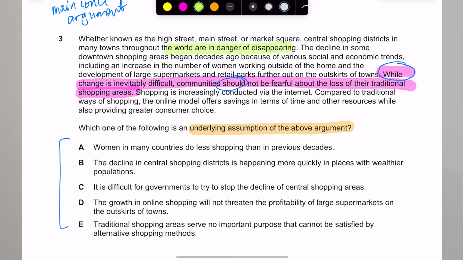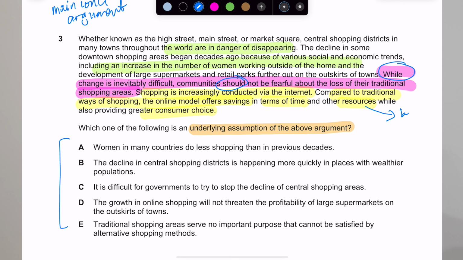The decline began decades ago because of various trends, including more women working outside the home and the development of supermarkets. So this so far is just explaining why there's been a decline in the high street. We then have our conclusion sentence, which says, don't be scared. Now we're going to get the argument of why we shouldn't be scared, which is shopping is increasingly conducted via the internet compared to traditional ways of shopping. The online model offers savings in terms of time and other resources while providing greater choice.